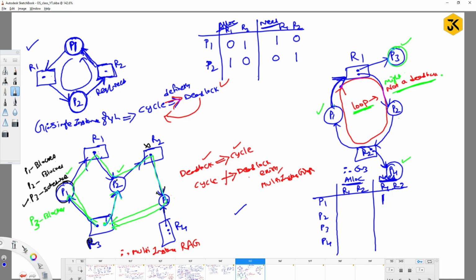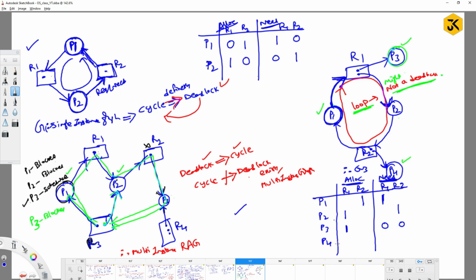And what are the out arrows? Or else you can go like this. For P1, what are the outgoing arrows? That will be defined by need. And what are the incoming arrows? That will be defined by allocated, right? What are the incoming arrows for P1? R2. I will make it 1. Good. Next for P2, what are the incoming edges? Incoming edge is R1, means allocated. What are the outgoing edges? Requesting, means R2. Similarly, for P3, what are the incoming edges? Incoming edge is R1. What are the outgoing edges? Nothing.